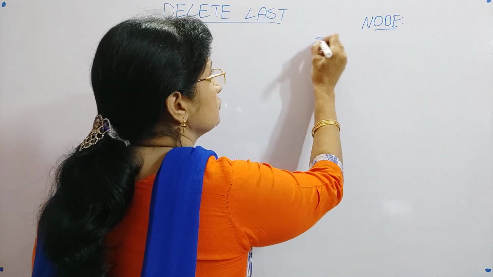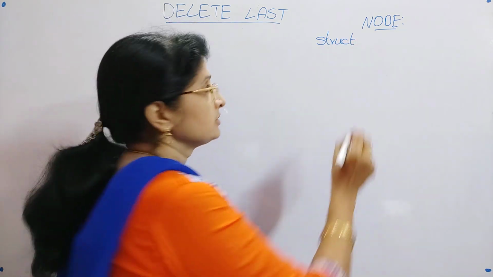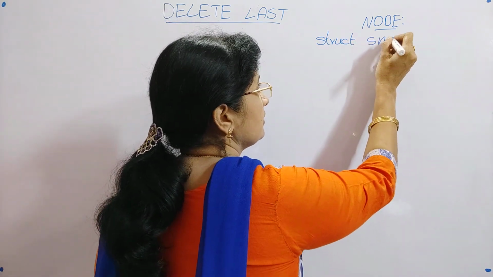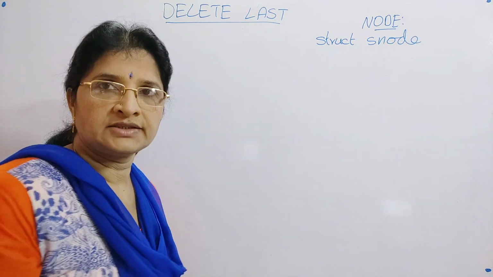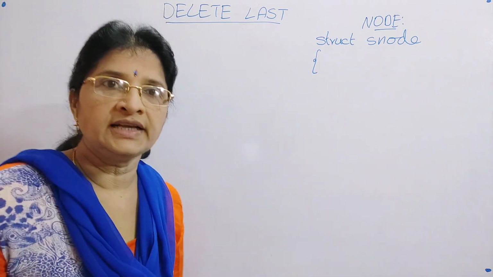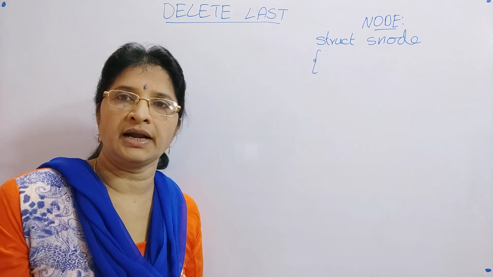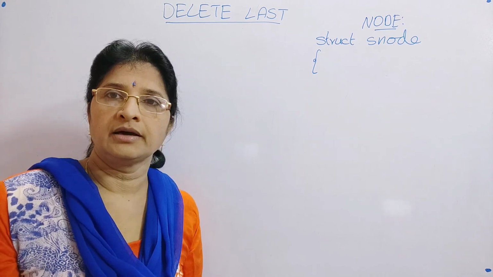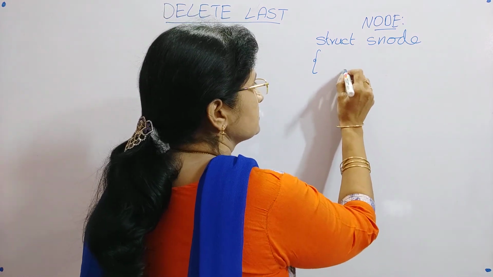A structure is used for declaring the node, struct. Here we are giving it for a singly linked list, so that's why I have given it as S node, opening braces. Here our node contains two structure members. One is the data member and another one is the next part. Our data part is integer.